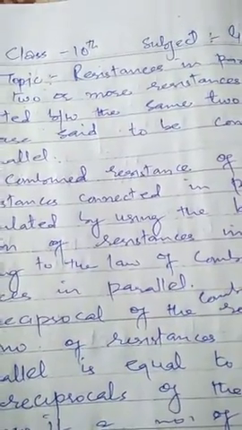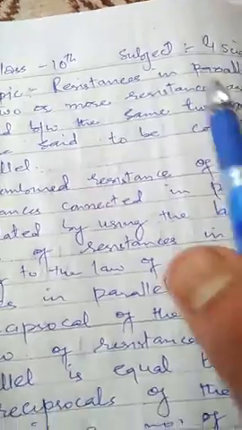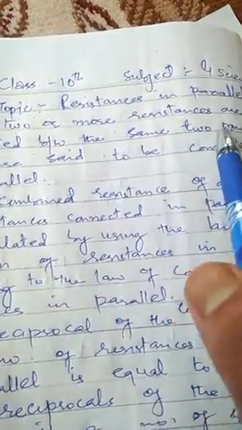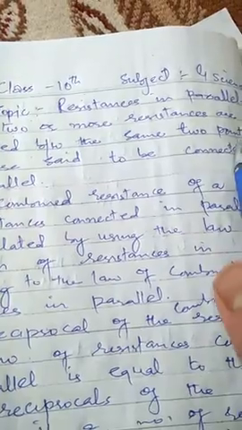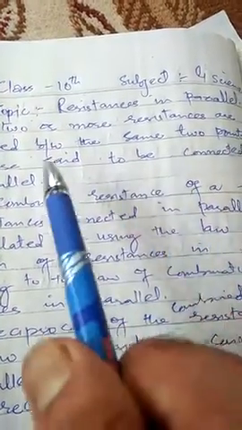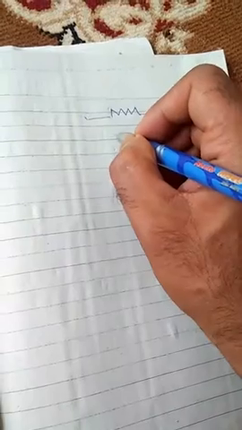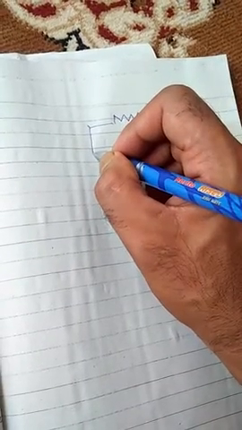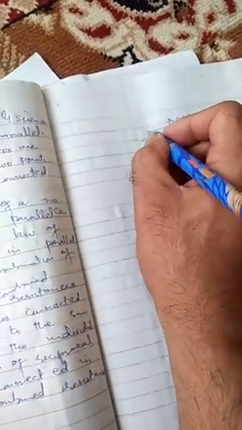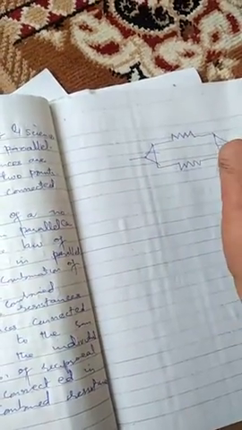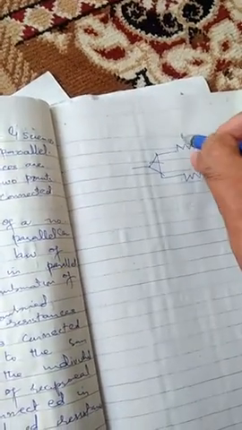When two or more resistances are connected between the same two points, they are said to be connected in parallel. When two or more resistances are connected between the same two points, this is called resistance in parallel combination.